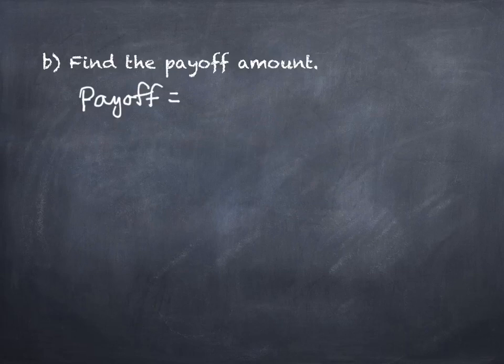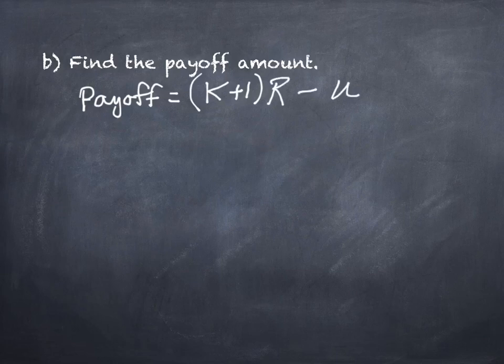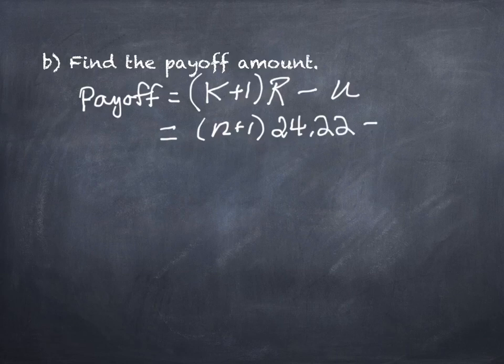What's the payoff formula? K plus 1, right, times R minus U. There you go. K in this one was 12. So this is 12 plus 1, or 13. R we found earlier was 24.22. And U in this particular part of the problem was 16.42. So multiply that through and then subtract the 16.42. What's the payoff amount if her bank uses the rule of 78?